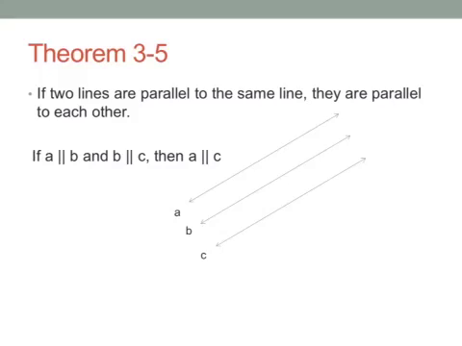Here's another way. Theorem 3-5 says, if we have two lines that are parallel to the same line, then they are parallel to each other. So if I know that A is parallel to B, and B is parallel to C, then I know that A is parallel to C. So this is our transitive property at work here. Yay, transitive property.